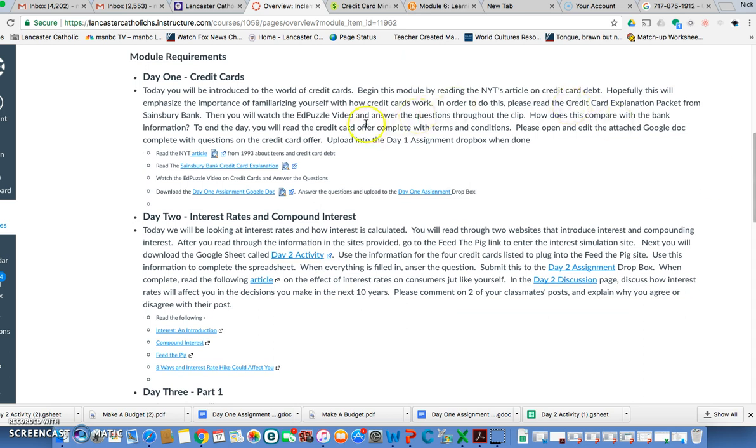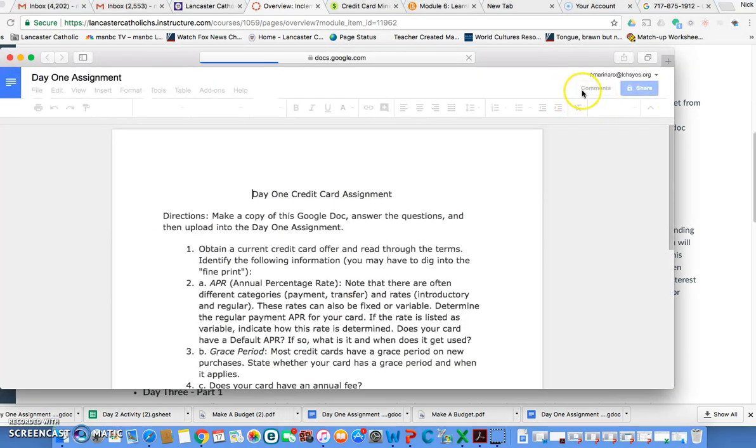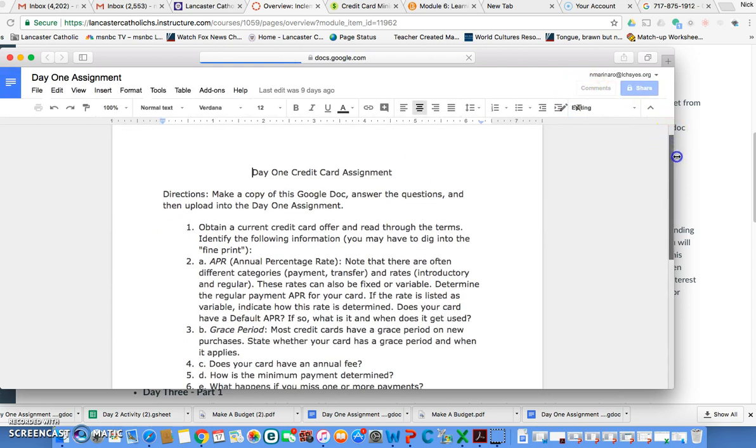So then what they're going to do, for the assessment part for day one, is they are going to open up a generic credit card offer that we all get millions of in the mail, and then they're going to open up a Google Doc that's already complete with questions asking specifics about that credit card offer.